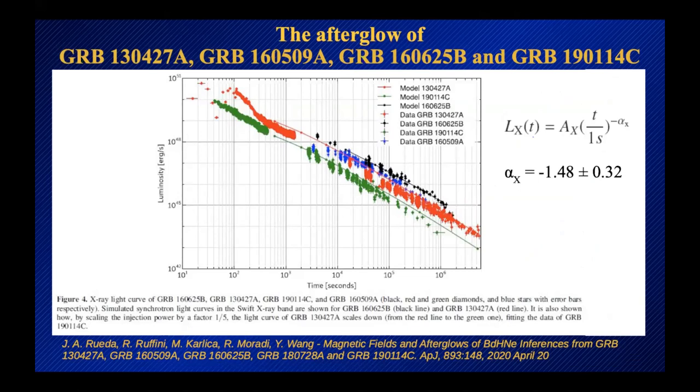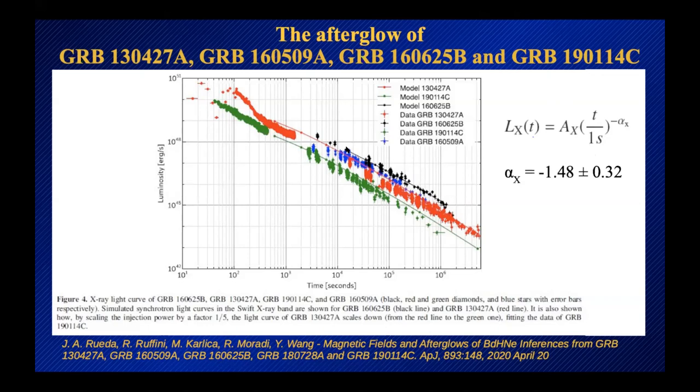The afterglow, first of all: all 380 BDHN are characterized by redshift, and by the energetics being larger than 10 to the 52 erg due to the formation of the black hole. But most important, everyone also has an afterglow, all of them. And this afterglow has a luminosity which decreases in time with a characteristic index alpha x, which is minus 1.48 plus or minus 0.32.